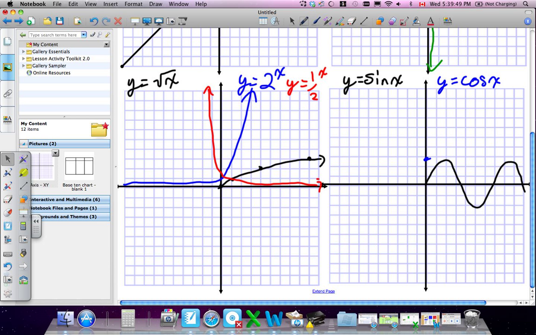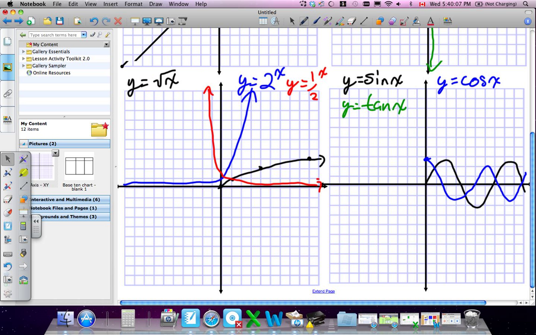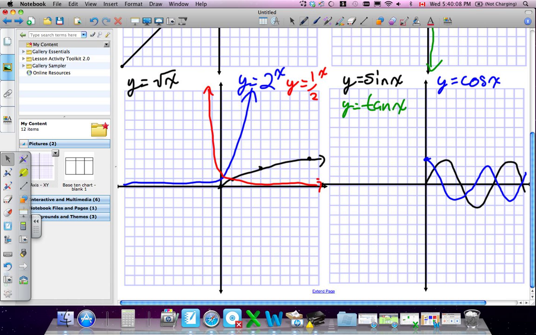And then finally, have you ever dealt with tangent? Tangent x is set up just like the one above. It has an asymptote, but there are several of them. So there'll be an asymptote here, going up and down, and then another asymptote here, going up and down. I haven't dealt with it too much. Okay, you know what? I don't know how much you'll deal with this, so we'll keep tan off for now.